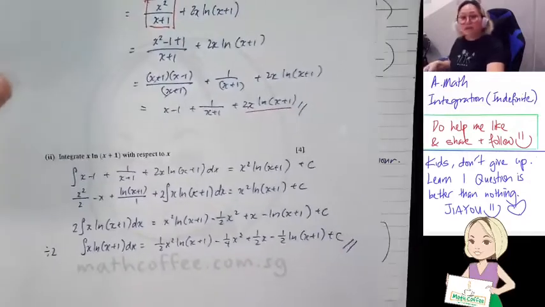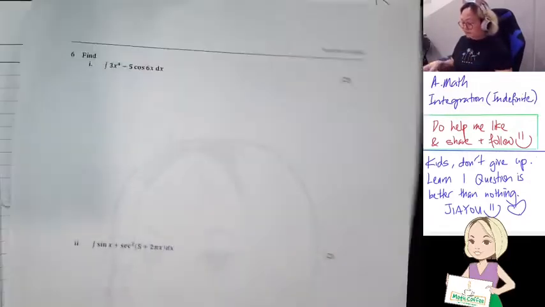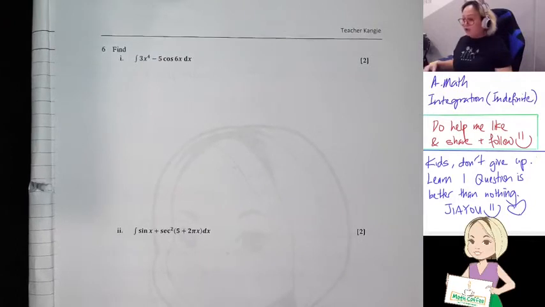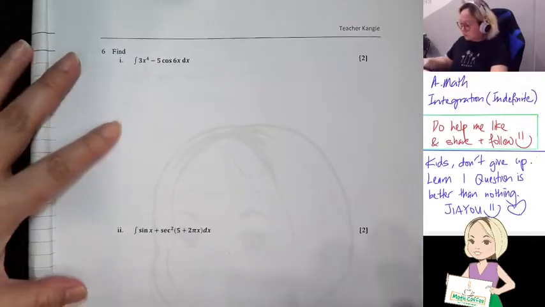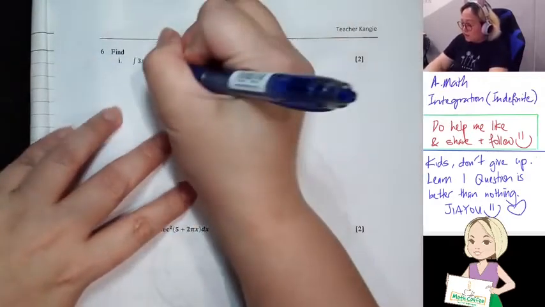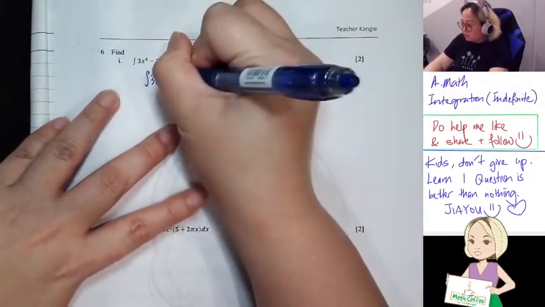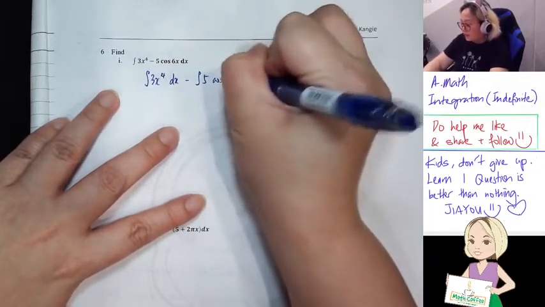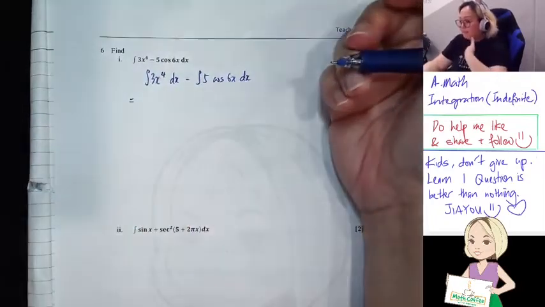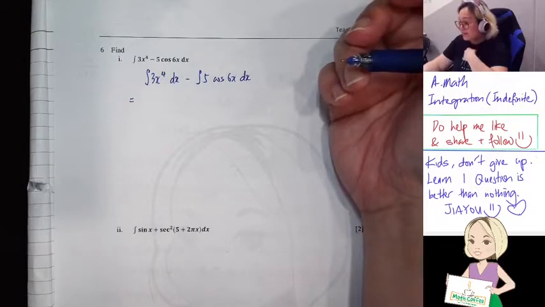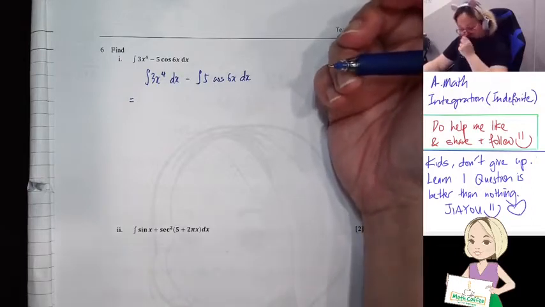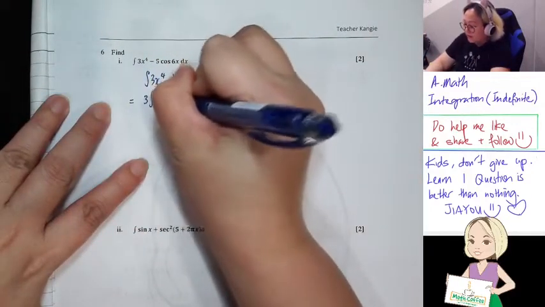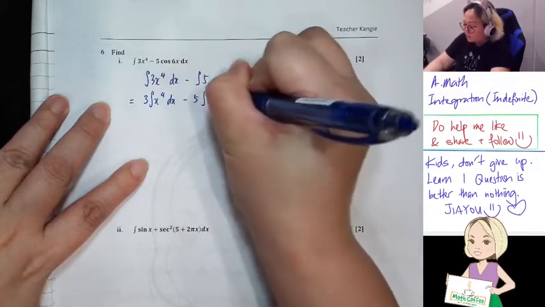Okay, let's move on to the last question. A little bit of trigo. Integration of trigo. So I'm going to write the question here. Integrate 3x^4 dx minus integrate 5 cosine 6x dx. Integration of trigo is fun. It's actually very straightforward. Okay, take out a constant 3. So 3 integrate x^4 dx minus 5 integrate cosine 6x dx.